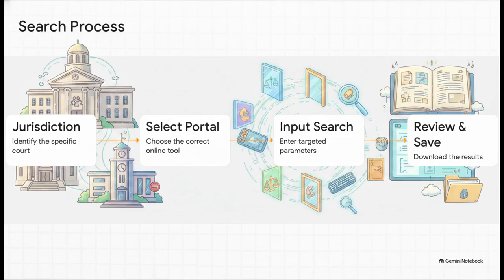Rankin County's trial court system is divided up. Circuit Court handles serious criminal cases and big civil claims. Chancery Court, that's family, equity, and property. Then you have the Justice and Municipal Courts, which oversee smaller civil claims, local citations, and traffic tickets. Basically, if you don't know which court handled the case, you're not going to know which portal to search.